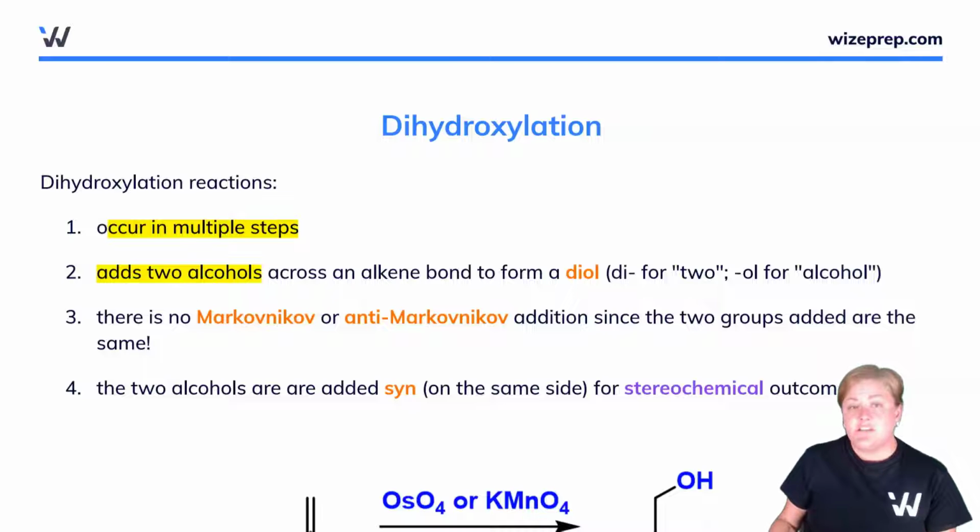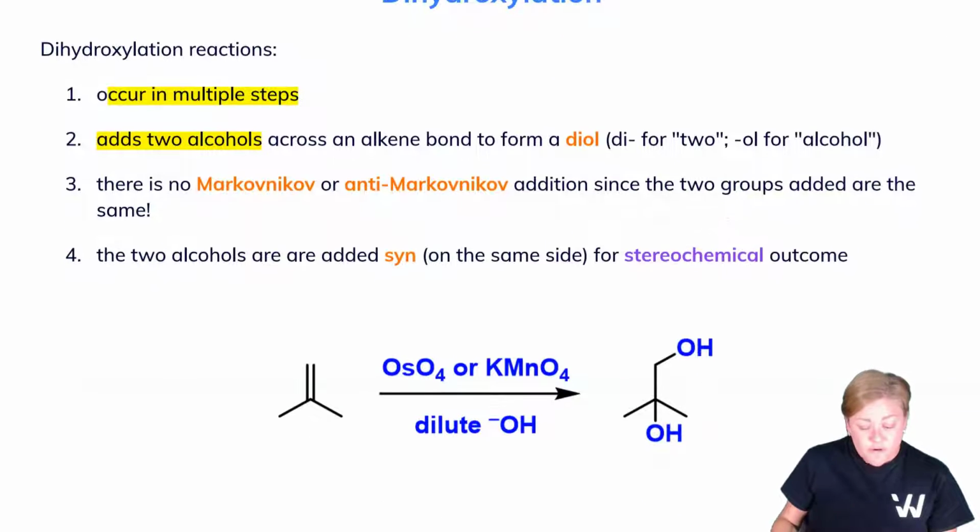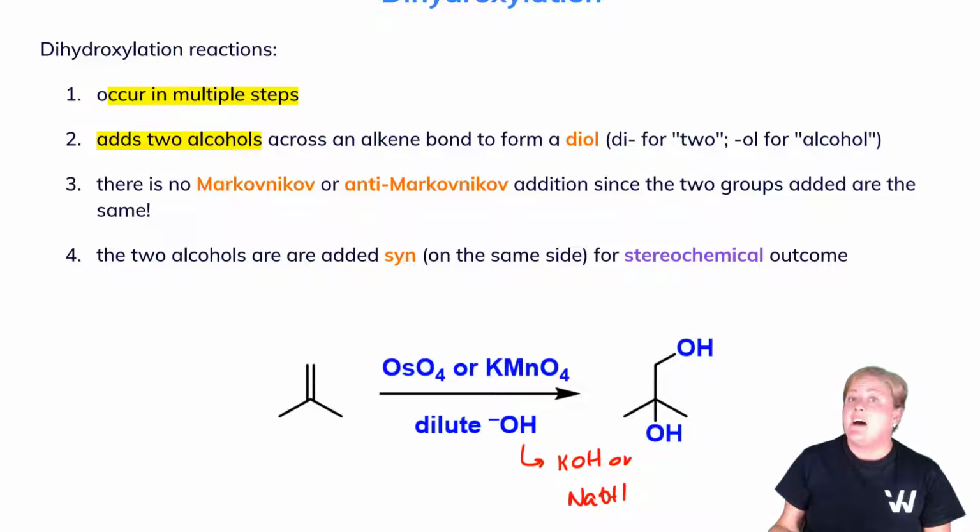Now, the way this reaction is done is by using a couple different reagents. The first reagent is osmium tetroxide, most commonly, or potassium permanganate, less so, with some sort of dilute OH minus. This OH minus is typically delivered as KOH or NaOH, as these are our most convenient sources of base.